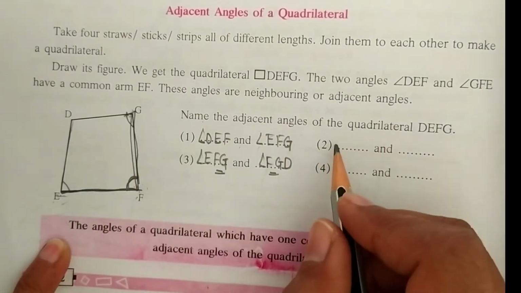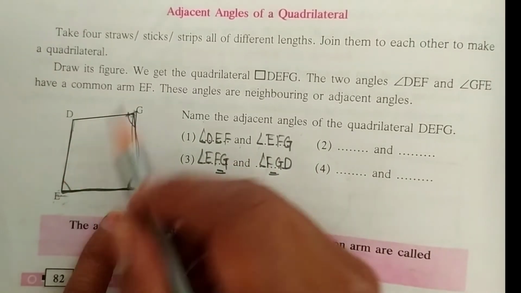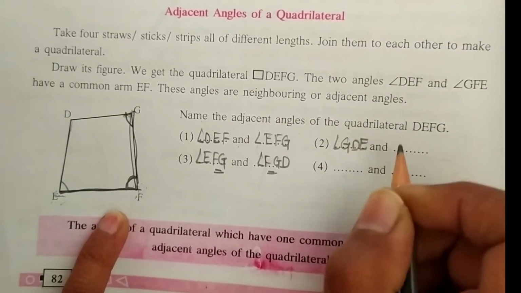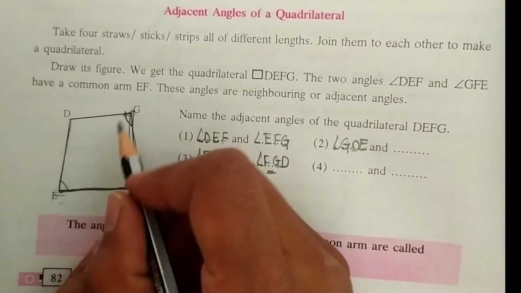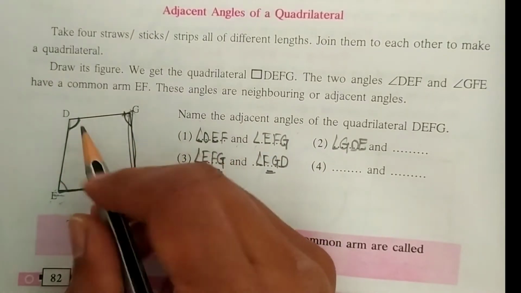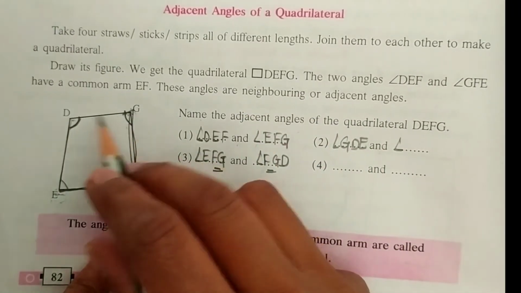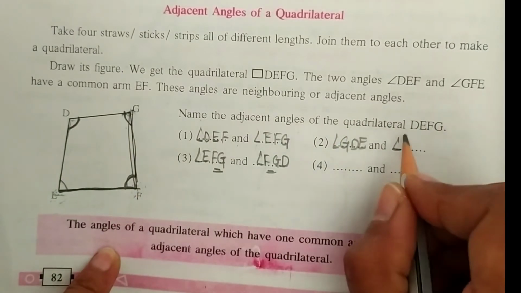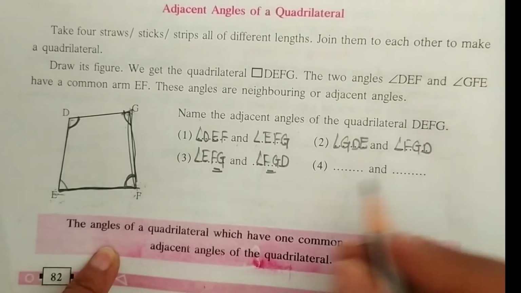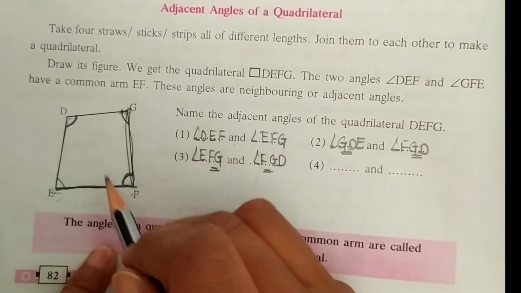Now let's write here the next pair. Angle GDE, this angle, and angle DGF or FGD, this one, also have a common arm, that is GD, and they are adjacent to each other.